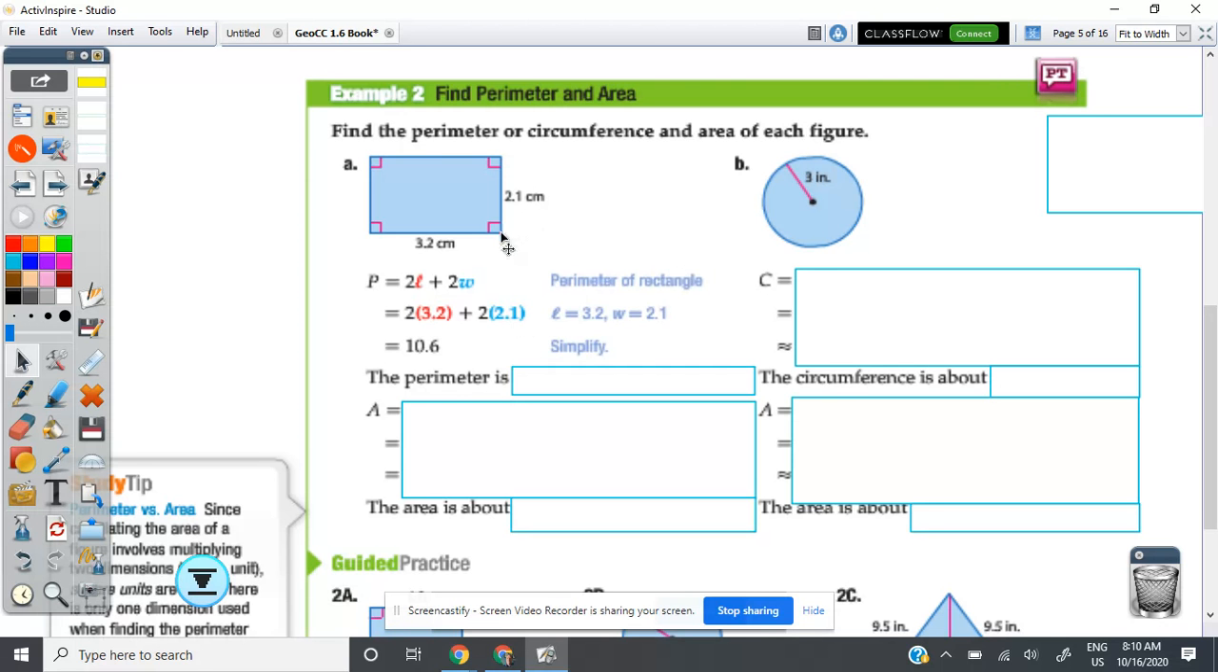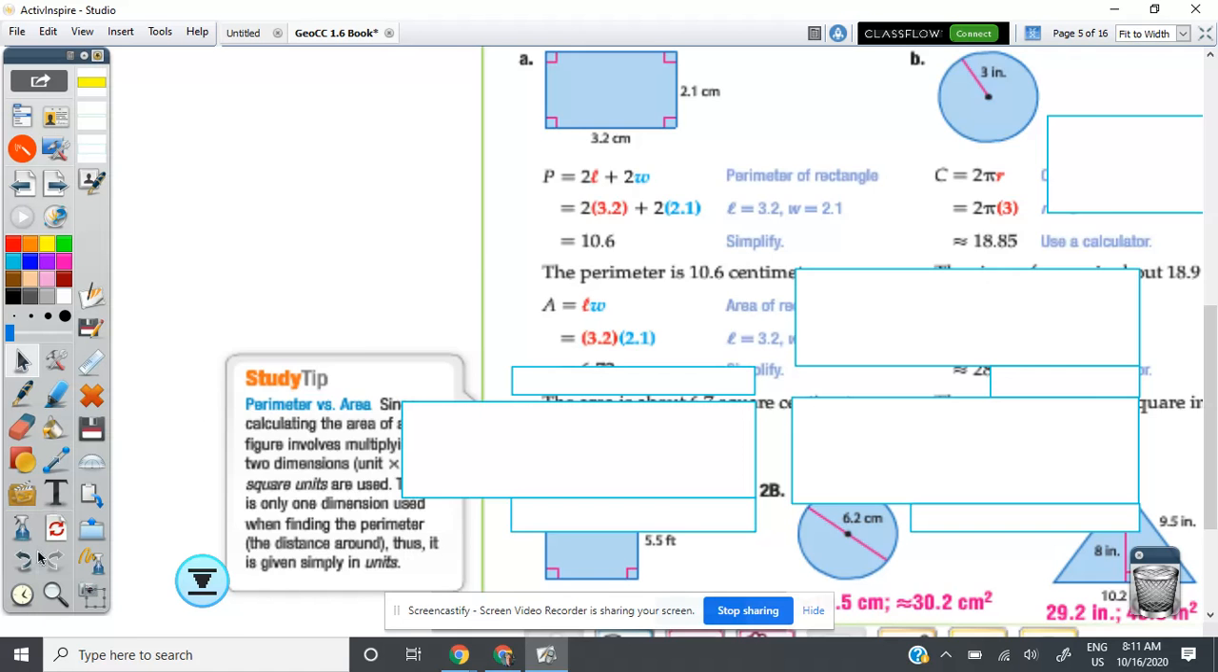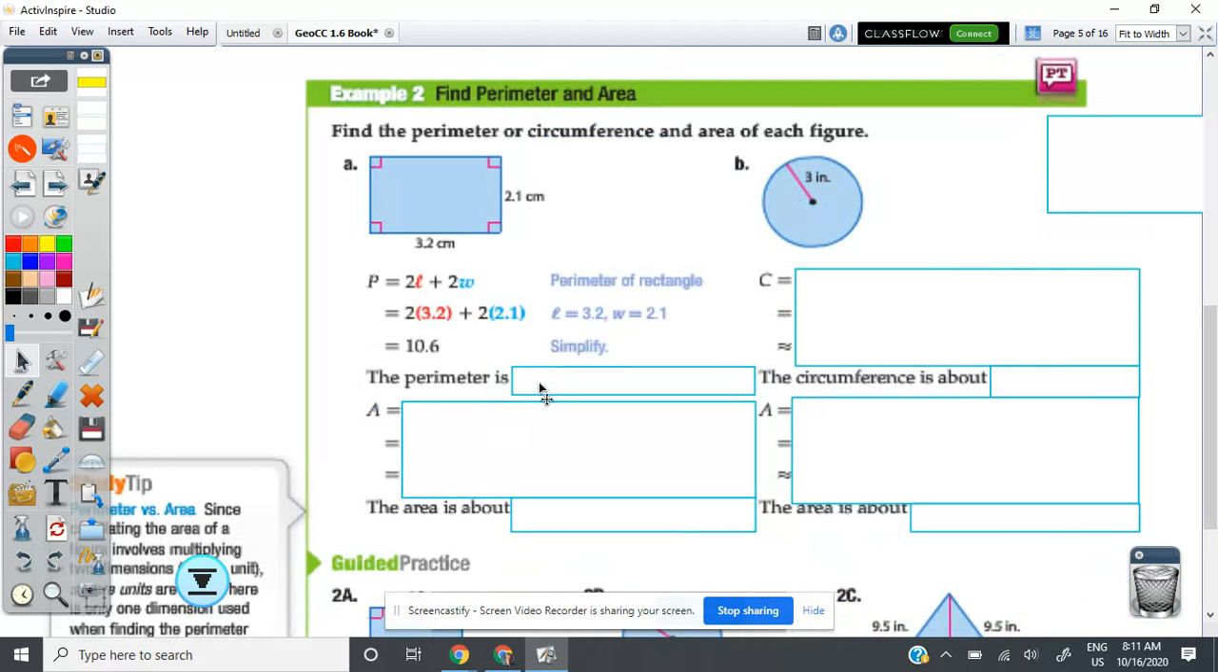Now remember, perimeter is around the outside. It's like a string, so it's just length. It's not squares to cover. It's a length around the outside. So it is in whatever units it says. So we're talking centimeters, so it's just centimeters.